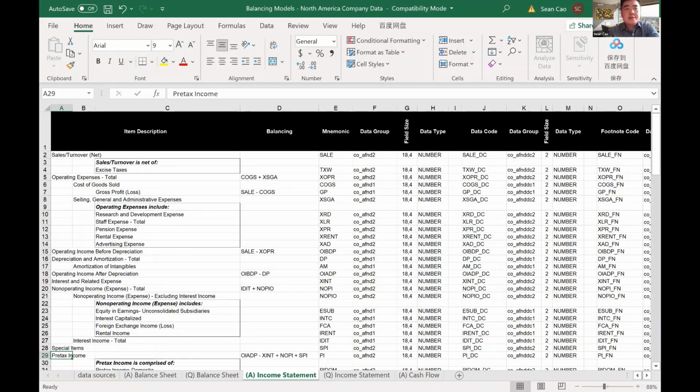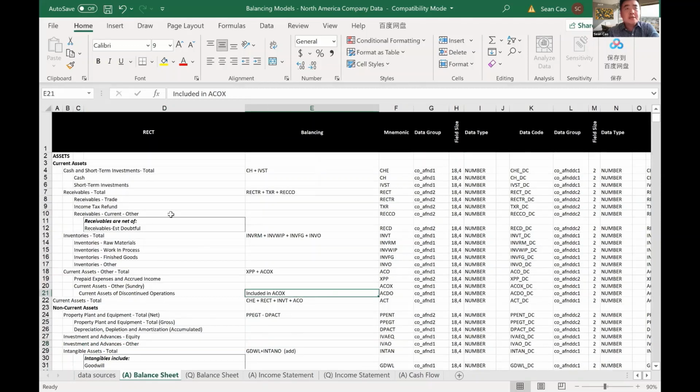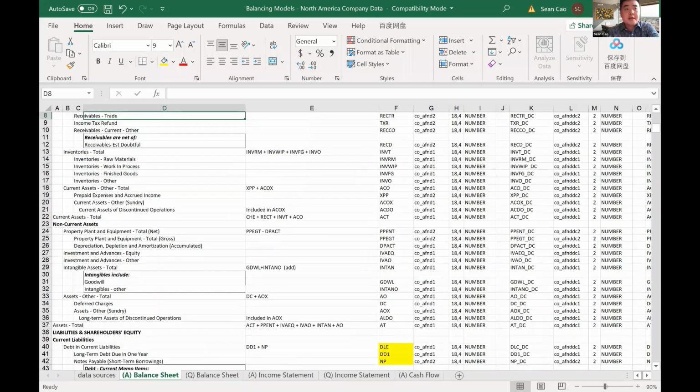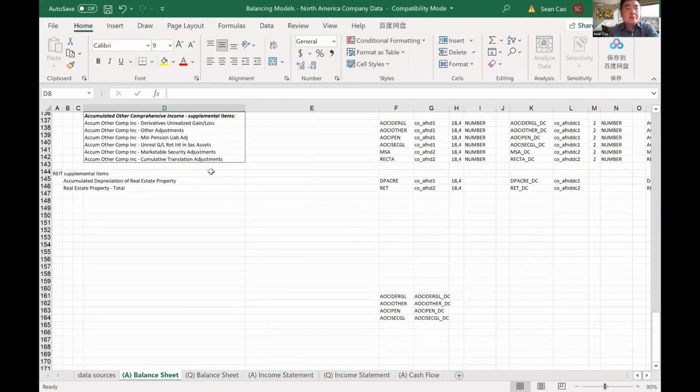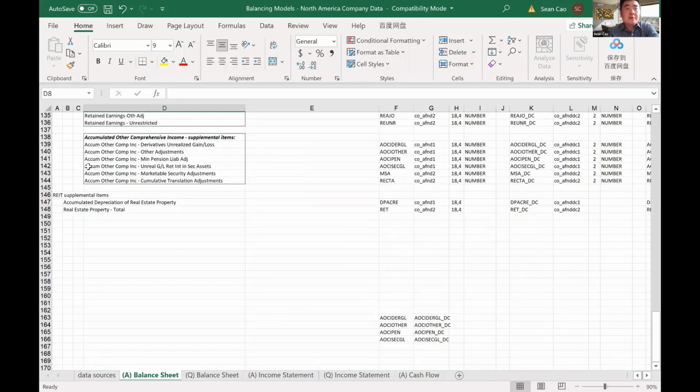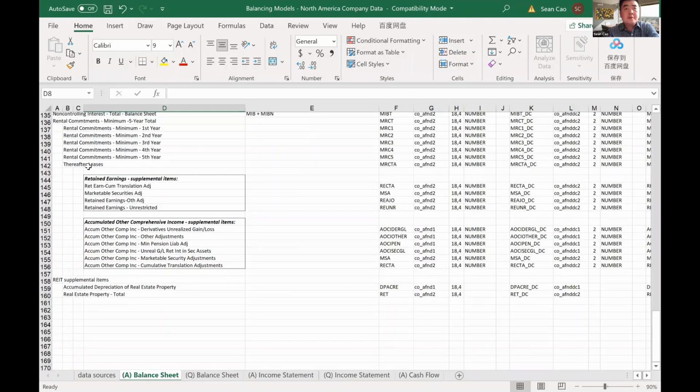I want to make the case a little bit more complicated here. Let's look at the balance sheet. The balance sheet is also complicated. You can see that we start from the current assets. We have cash, short-term investments, receivables. Then you have non-current assets. You can look at how many variables we have from the balance sheet. We have about 124 variables available from the balance sheet.